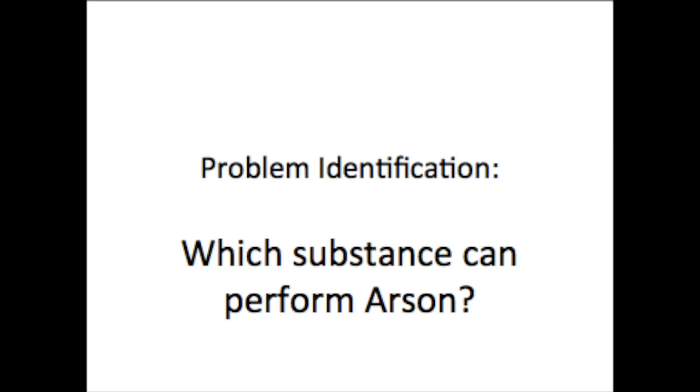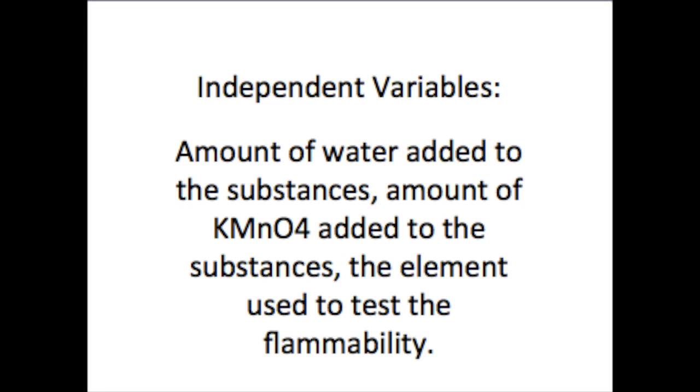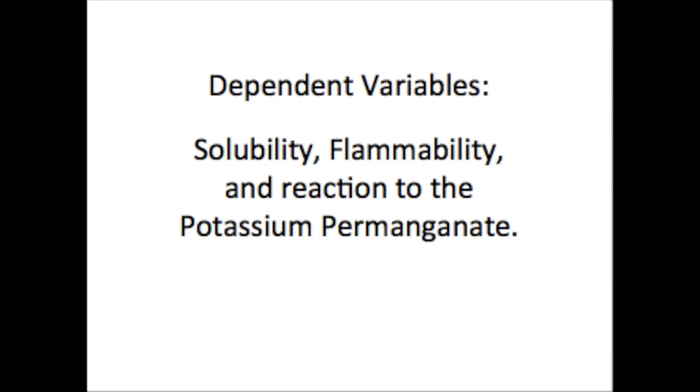Now I'd like to explain our scientific method. First, we identified the problem, which is which substance can perform arson. Then we stated our hypothesis, which is if we check the substance's flammability, density, solubility, and compare, then we can find out which one can perform arson. Then we determined our independent and dependent variables, which should appear on screen right now. So up next is the procedure.